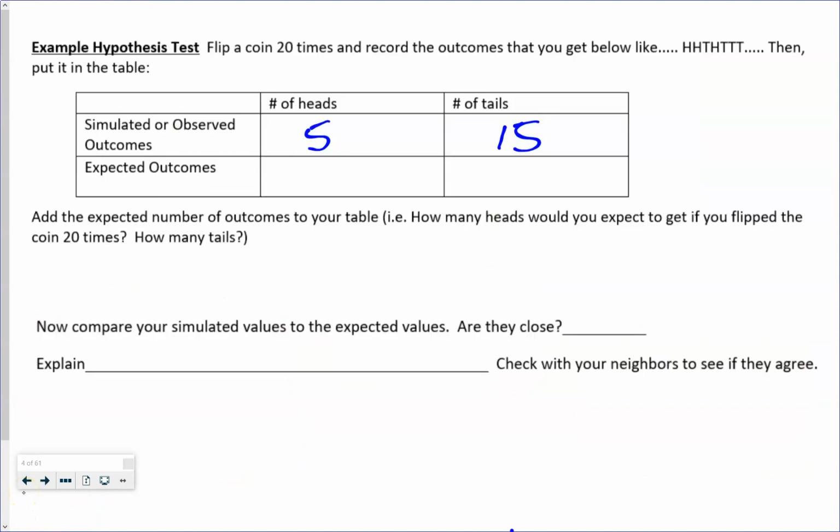All right, welcome back. I recorded what I got. You should have whatever you have. They're going to be different, and that's okay. That's the purpose of all this. So when I flipped my coin, I got 5 heads and 15 tails. You should put what you got on there. Maybe you got better results than I did.